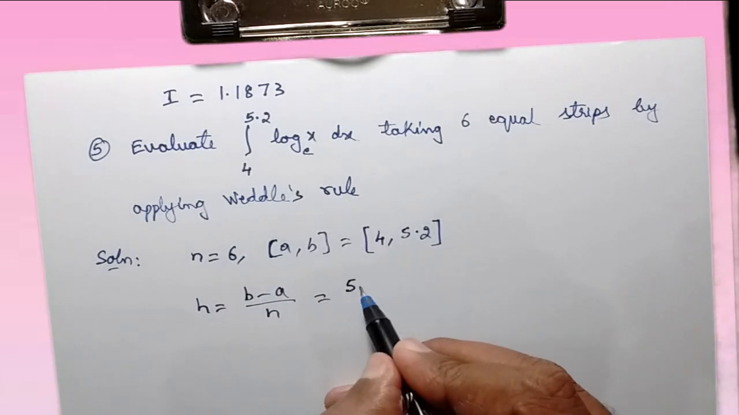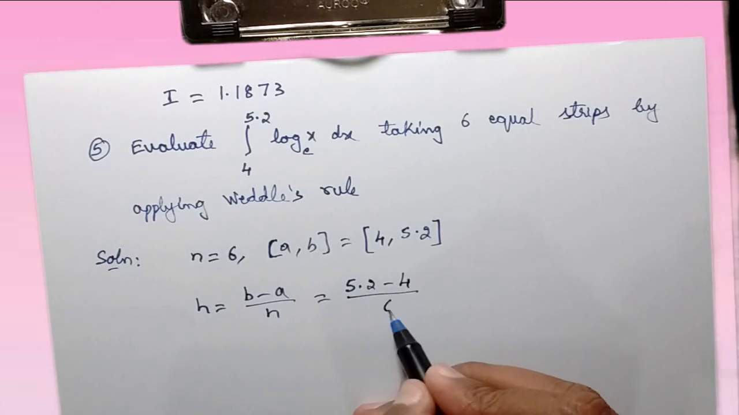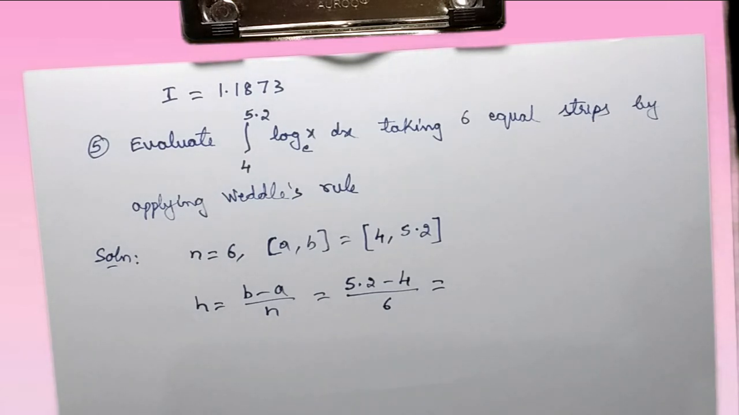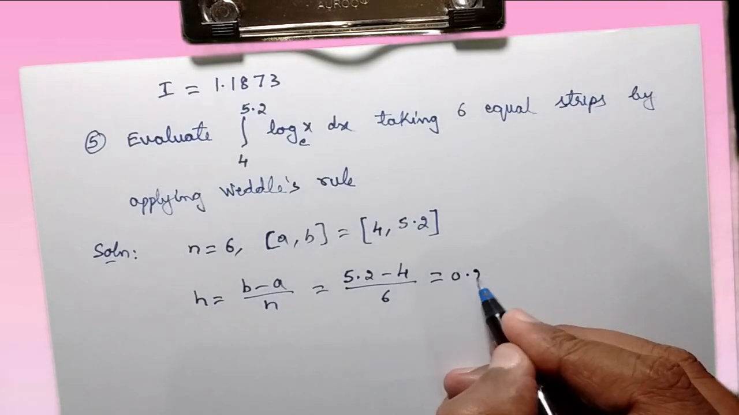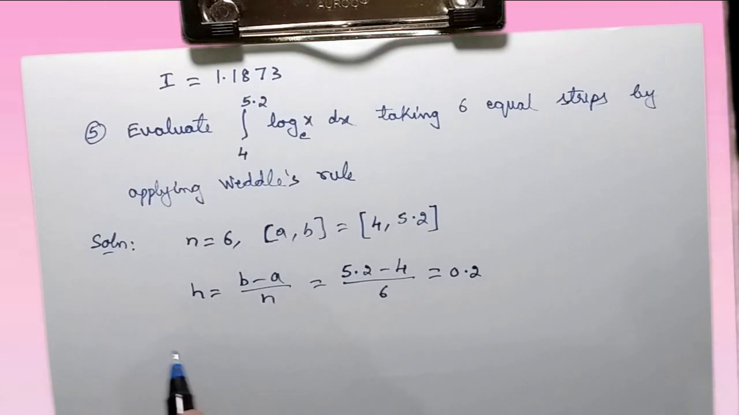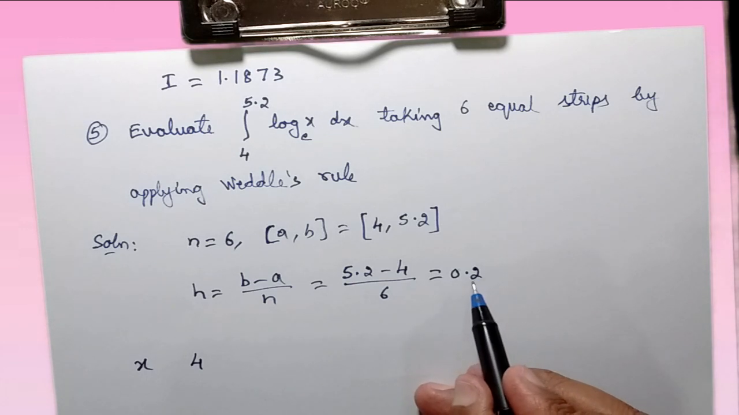Your value of b is 5.2, your value of a is 4, divided by the n value, which is 6. So just evaluate and write down the value of h. You get h value equal to 0.2. So now you can find out the value of x as well as your value of y. So x value starting from 4 onwards, you just go on adding 0.2.